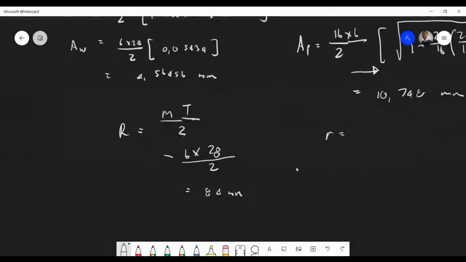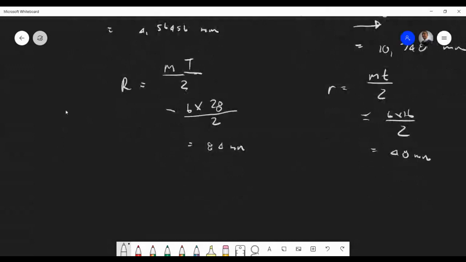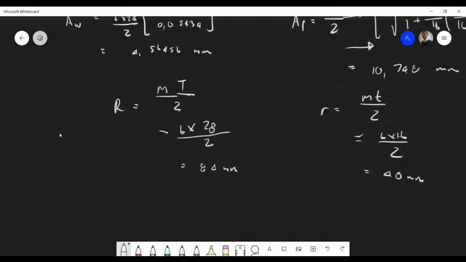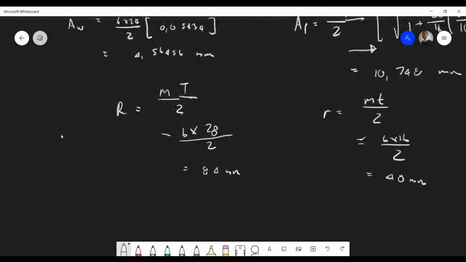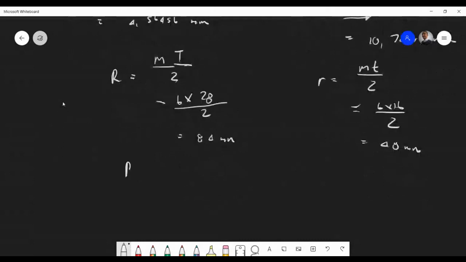Then we do the same thing for small r again. What is small r again? M times small t over 2. 6 times 16 divided by 2. Work that out quickly. 48. Thank you. And what's the next step, guys? Once we have our addendum, now we need to find the addendum circle radius. The addendum circle radius RA will be 84 millimeters plus what, Silas?